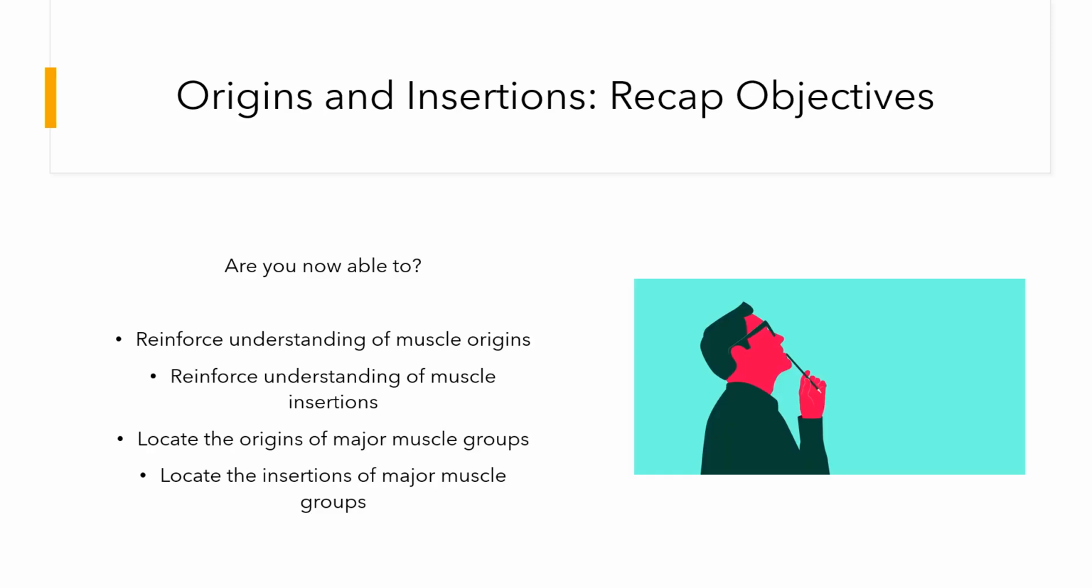To finish off this lesson, we're going to recap the objectives from the beginning. Are you now able to reinforce your understanding of muscle origins? So hopefully you've built upon your level 2 knowledge. Point 2 is be able to reinforce your understanding of muscle insertions. Number 3, locate the origins of major muscle groups. And last but not least, are you now able to locate the insertions of major muscle groups?